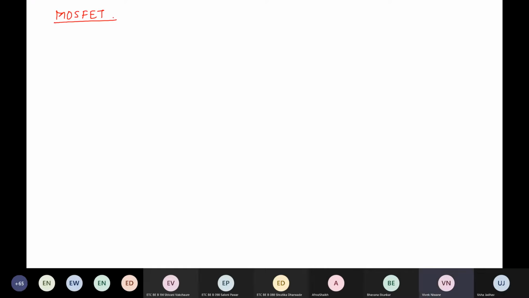Can someone tell me the full form for the MOSFET? MOSFET stands for? Metal oxide semiconductor field effect transistor. Yes, perfect. Metal oxide semiconductor field effect transistor.